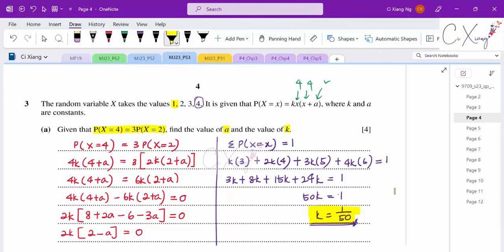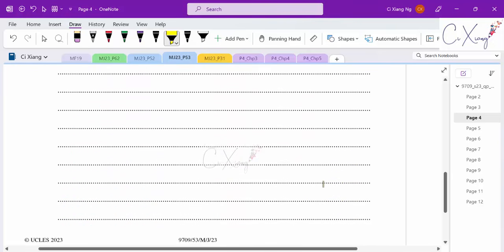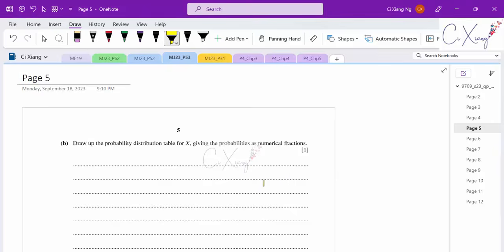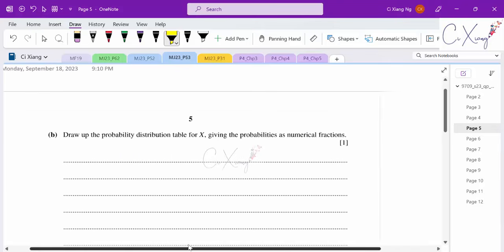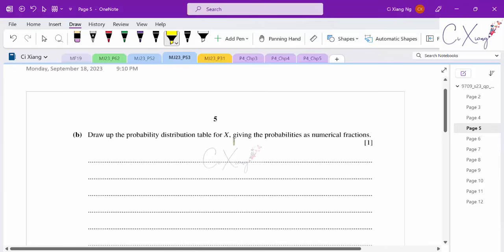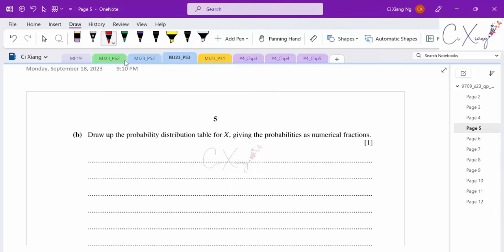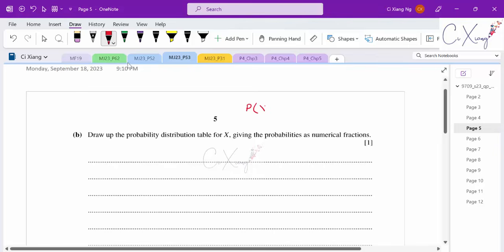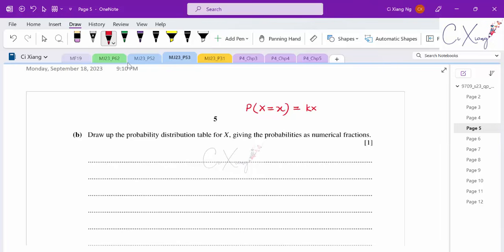Alright, then now let's proceed to part B. Okay, so for part B, they want us to draw up the probability distribution table for x, giving the probability in numerical fractions. Okay, so I try to rewrite again. What is the formula for our probability here? It is actually equal to kx multiplied with x plus a. And all the values of x that we have are 1, 2, 3, 4.